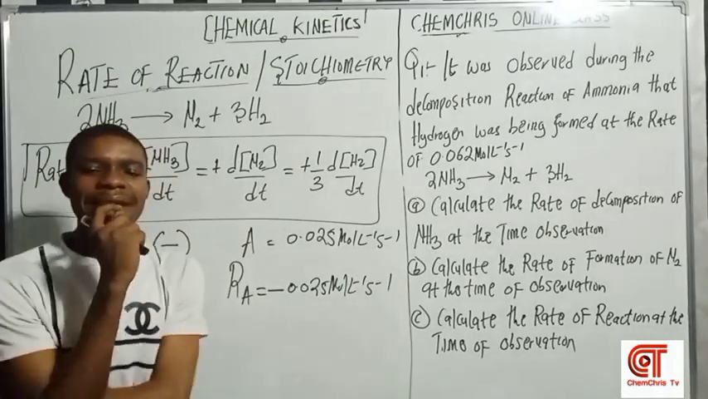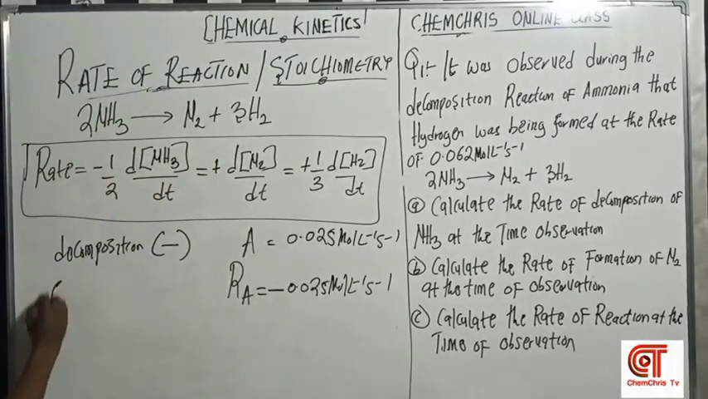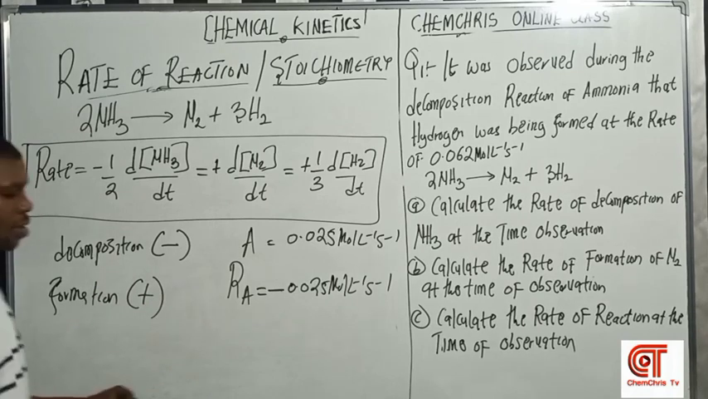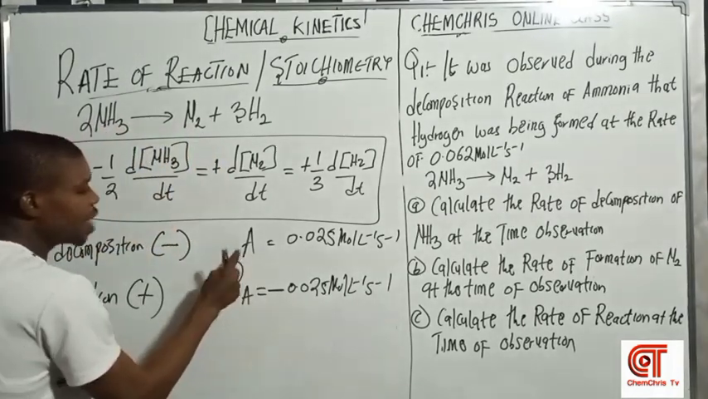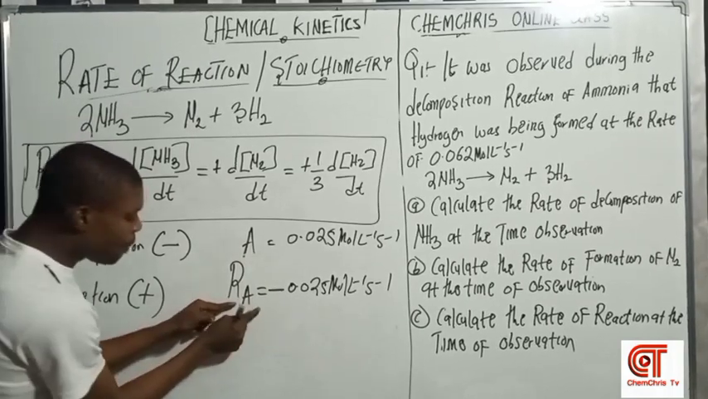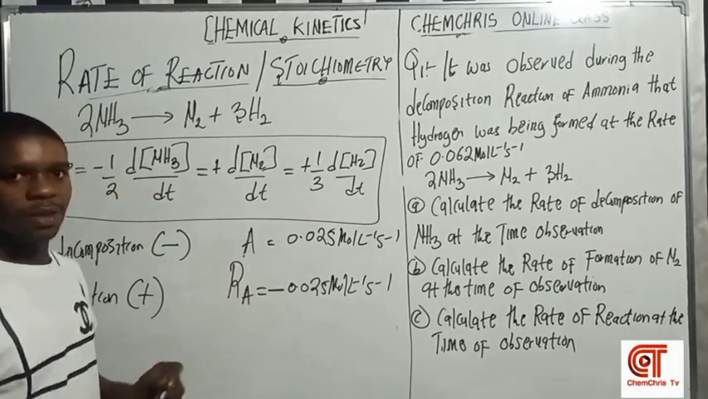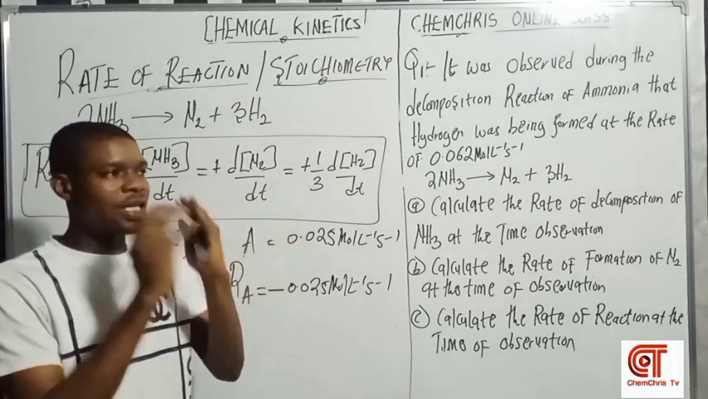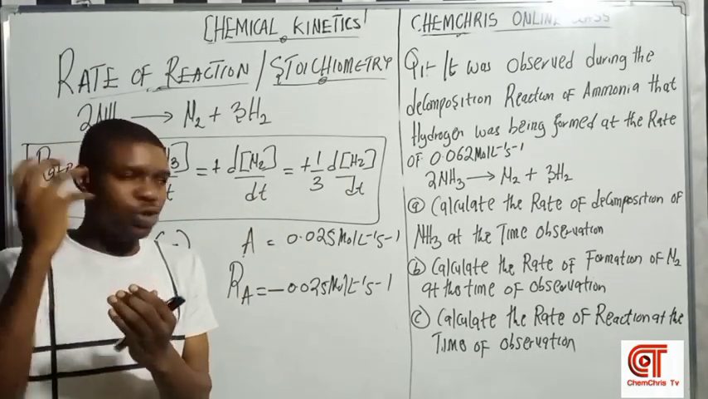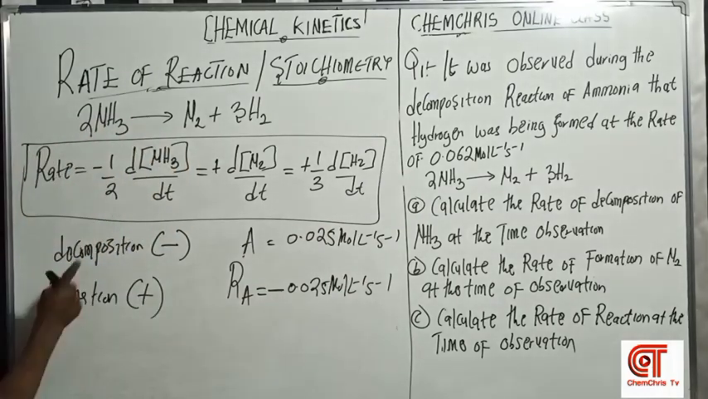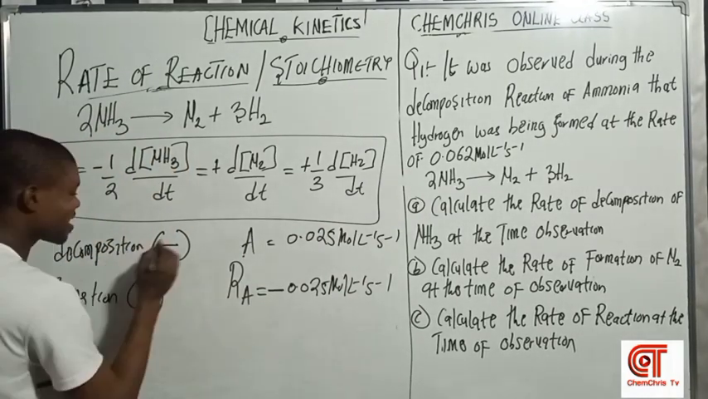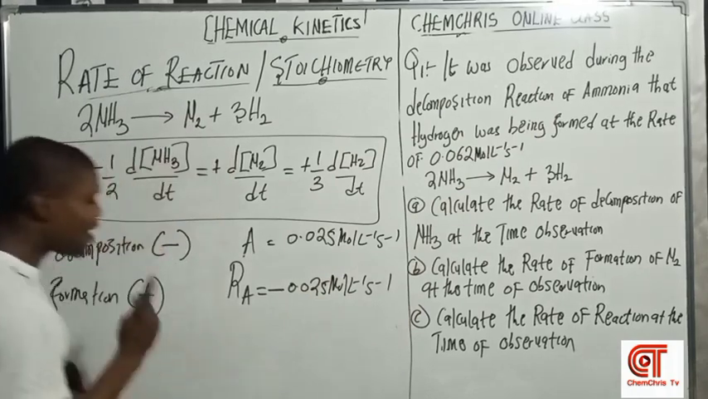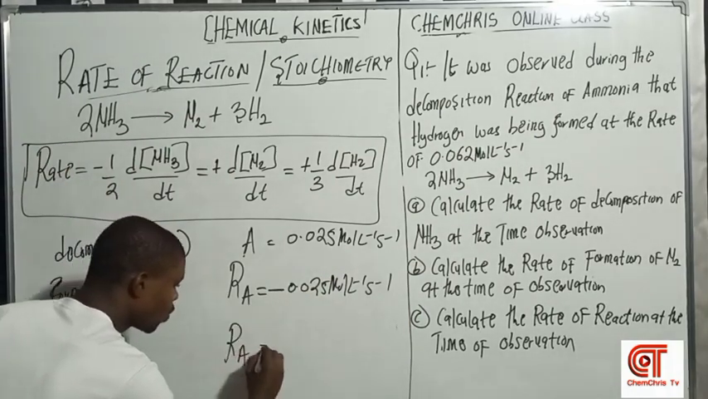That makes sense here. But what about when they say formation? Formation is positive. Now they say formation of A. Decomposition is always the reactant. Formation is always the product. Understand these two things here because they are key for you to understand how to tackle this kind of problem. So with decomposition, what should come to your mind is the reactant. Formation is the product, and formation will always be positive.